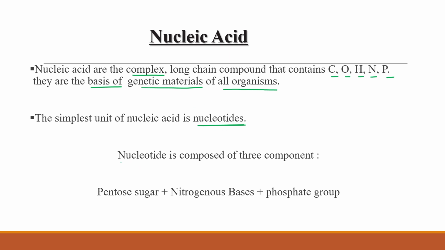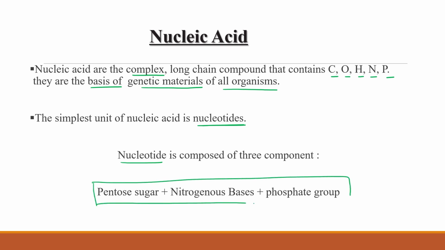And this nucleotide is made up of 3 different things: a kind of sugar that is a pentose, ribose or deoxyribose, a base, this base is a nitrogenous base, and a phosphate group, right? So sugar plus base plus phosphate group. Okay, so these 3 are the components of a nucleotide.